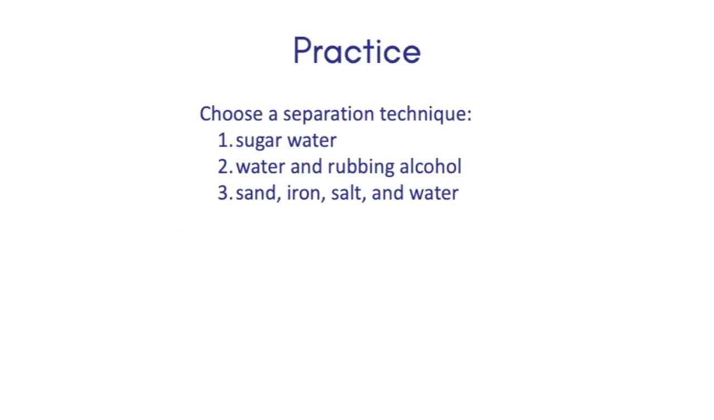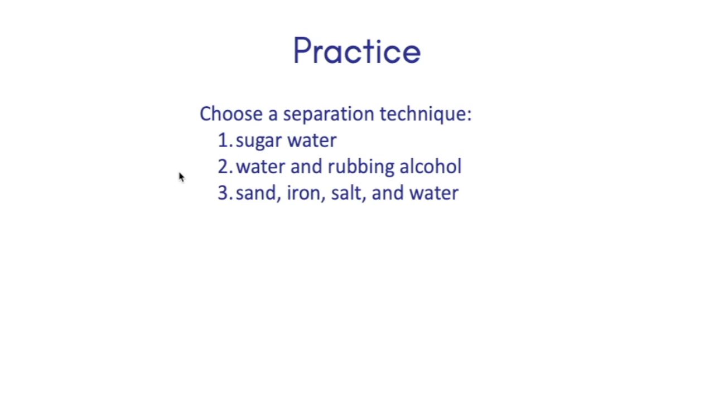Now let's practice by pausing the video and thinking of ways that you can separate each of these mixtures based on what we just learned with our separation techniques and what we remember from physical properties of matter. The first is sugar completely dissolved in water. The second is rubbing alcohol dissolved in water, where the two have different boiling points. And the third one is a mixture of sand, iron, salt, and water dissolved together. Keep in mind that while salt will completely dissolve in water, sand and iron will not.